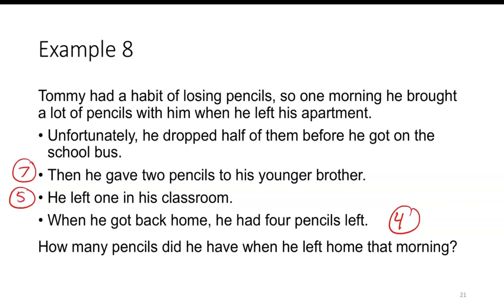And then before that, he dropped half of them. So if he has 7, then he must have also dropped 7, which means he should have started with 14 pencils. If I check, start with 14, half of that would be 7, give 2 to his brother gives you 5, leave 1 in the classroom gives you 4. So when he left home that morning, he had 14, came home with 4.